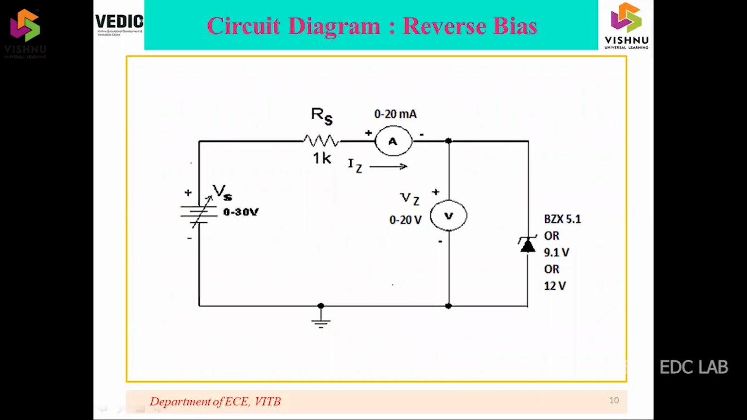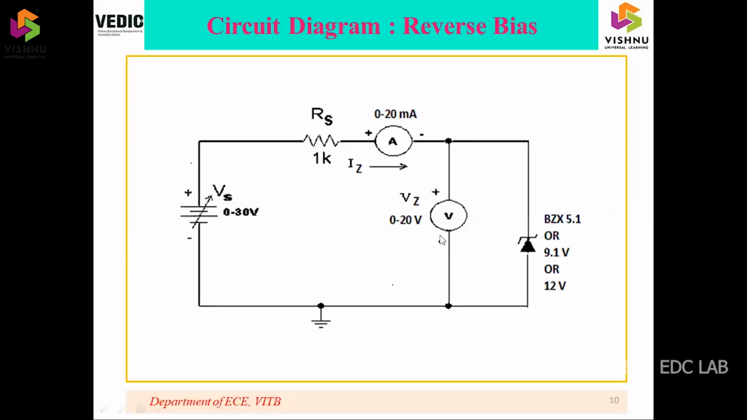And coming to the circuit diagram of reverse biased Zener diode, here the anode terminal of the Zener diode is connected to negative terminal of the battery, and cathode is connected to positive terminal of the battery. And here also we are using a 9.1 volt breakdown voltage Zener diode, and a 0 to 20 volts voltmeter is connected across the Zener diode so as to measure the voltage across the Zener diode, and a 0 to 20 milliamperes ammeter is connected in series with the Zener diode to measure the current flowing through the Zener diode. And here also we need a series current limiting resistor of 1 kilo ohm.